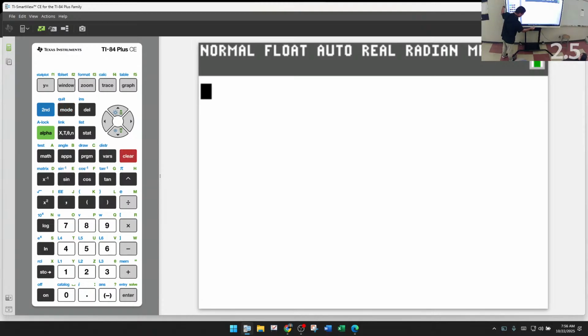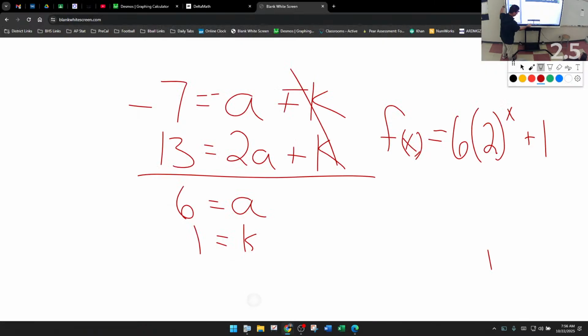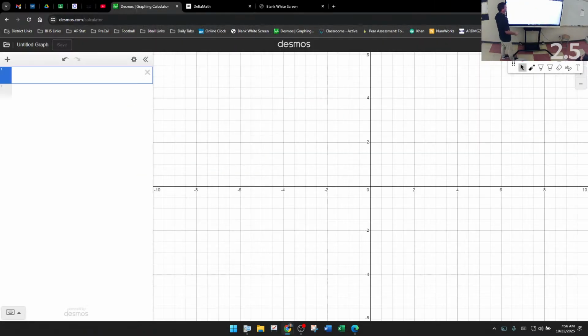Desmos, really quickly. So you're in Desmos here. You've got to hit the plus sign. The plus sign brings up all these other different kinds of things. And you've got expression, note, table.